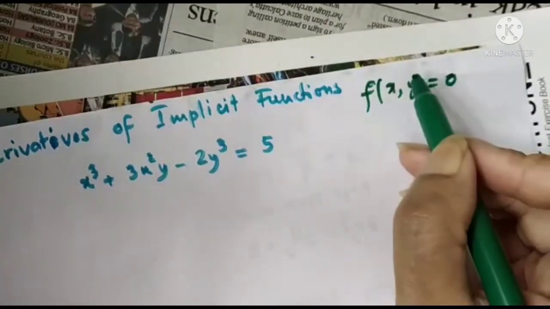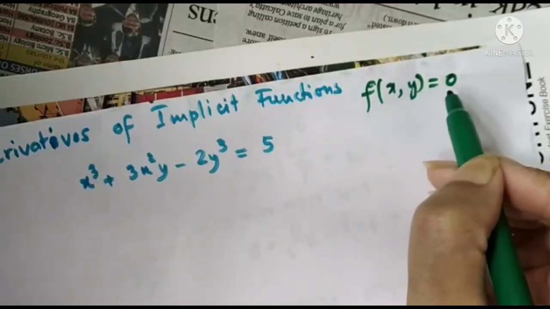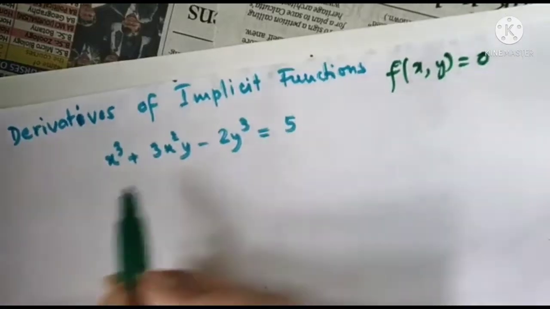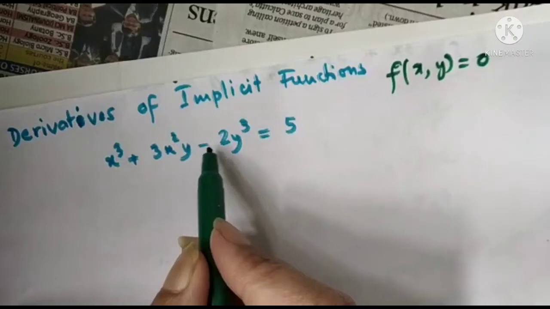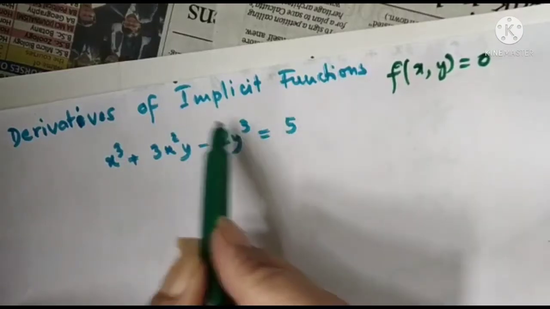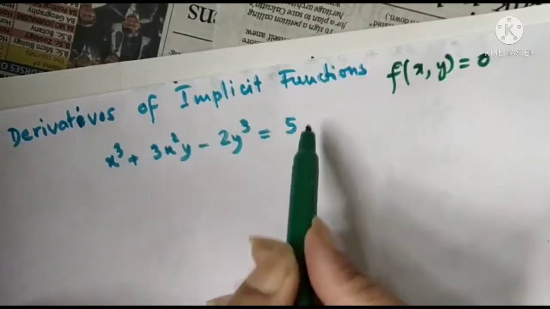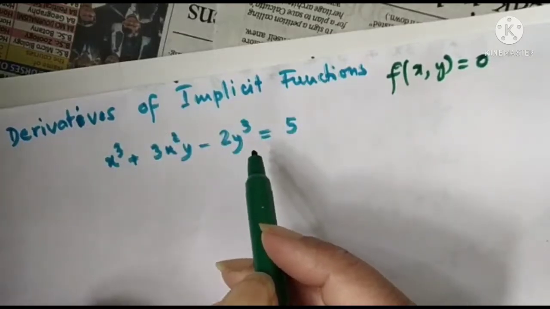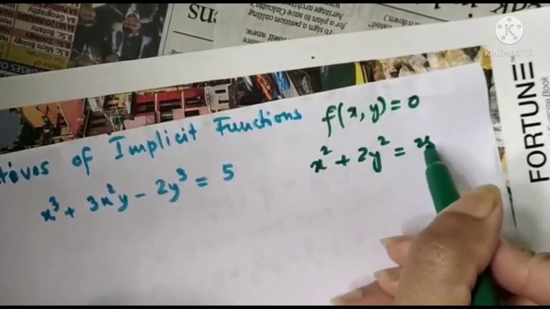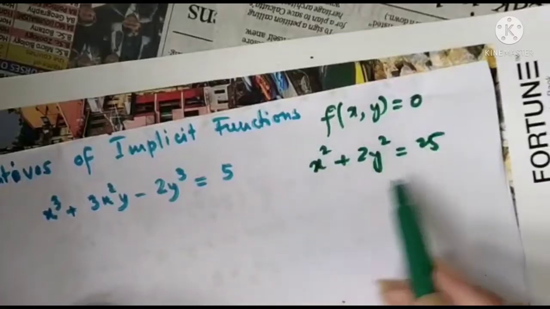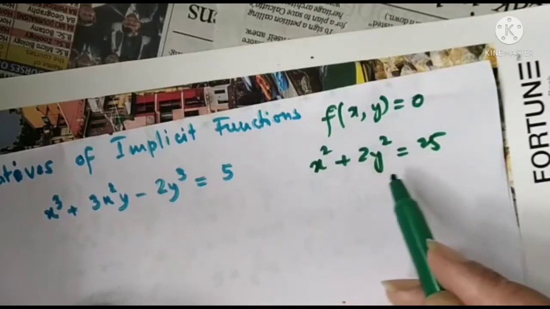It will be a function containing two variables x and y mixed together, and it will be given in the form of an equation. For example, this one: x cube plus 3x square y minus 2y cube equals 5. Over here x and y are mixed together and it is equal to 5. So this kind of function is called an implicit function. Got that? Another example of an implicit function is like this. Here it is an equation in x and y, so this is also an example of an implicit function.